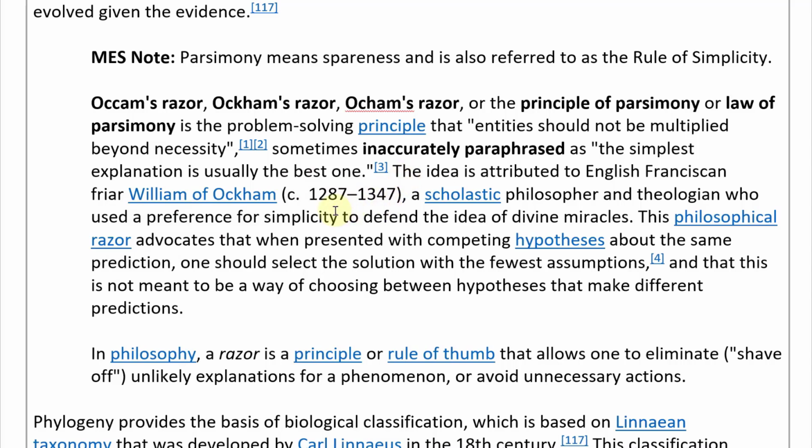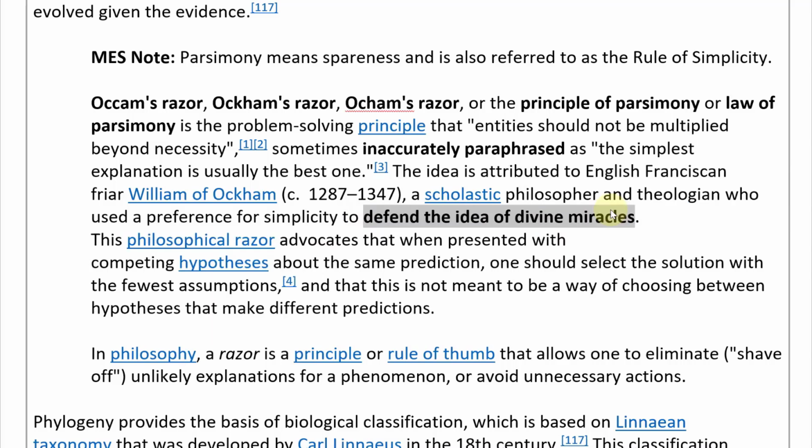From birth to death, how many years is that? About 60 years. He was a scholastic philosopher and theologian who used a preference for simplicity to defend the idea of divine miracles. So that's a very interesting one. It's not necessarily the simplest method, because divine miracles aren't that simple. But the idea is, again, that you have fewer assumptions, whenever someone brings up the idea of miracles.